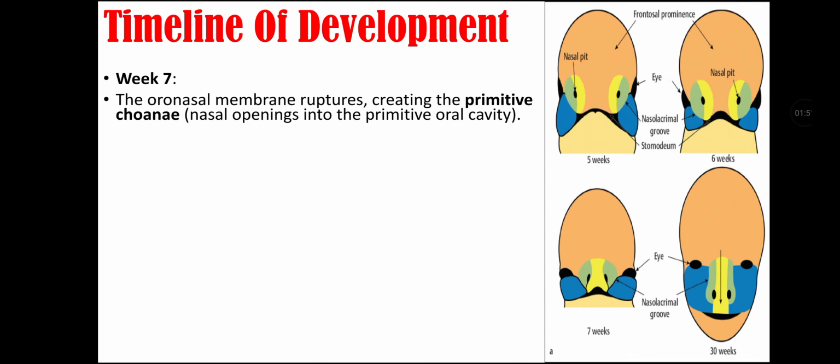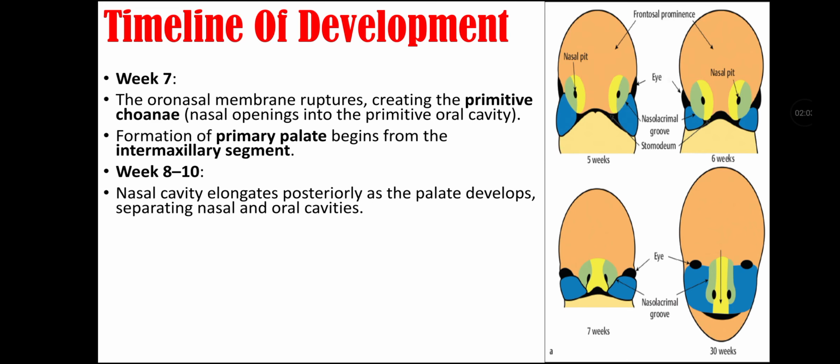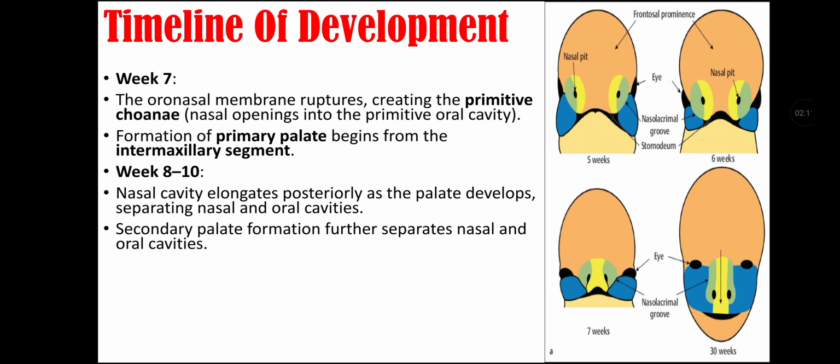Primitive choanae is nasal opening into the primitive oral cavity. During this week, there is also formation of primary palate begins from the intermaxillary segment. Then there is week 8 to 10. During this time, nasal cavity elongates posteriorly as the palate develops, thus separating the nasal and oral cavities. Secondary palate formation also occurs during this period that further separates the nasal and oral cavities.